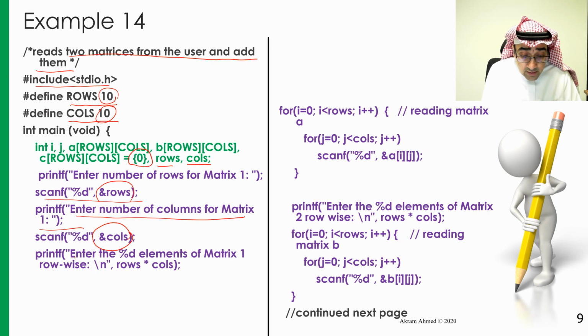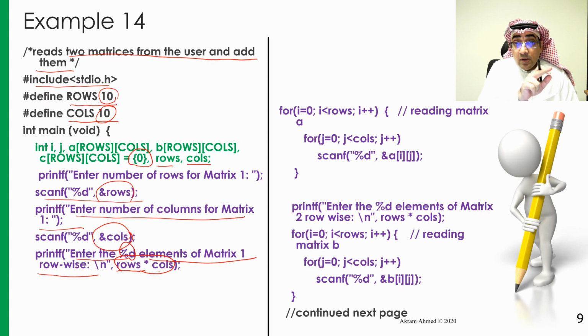So then we say enter %d, which is the row, elements of matrix 1, row-wise. So rows multiplied by columns. So if he enters, for example, 2 and 2, 2 by 2 is 4. We ask him to enter 4 elements in a row-wise manner. Okay, and then we come over here and say for i is equal to 0, i less than rows. Okay, so notice the rows have been entered by the user. So we're going to read only those numbers that the user wants.